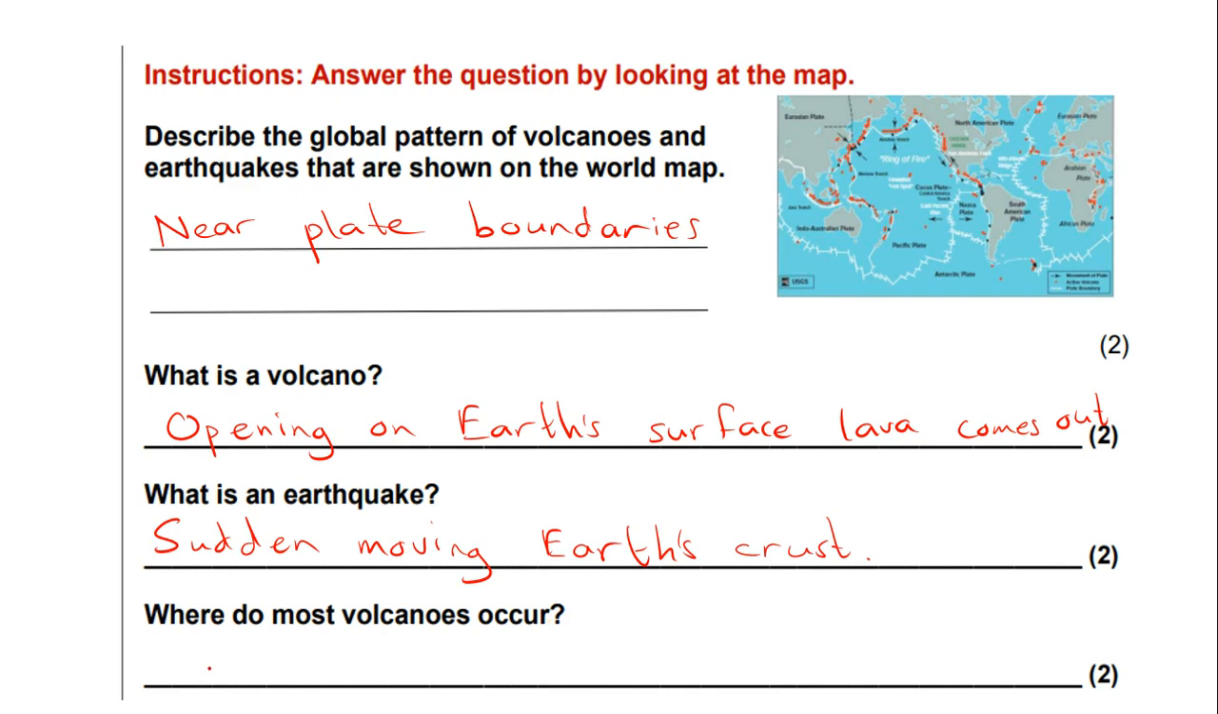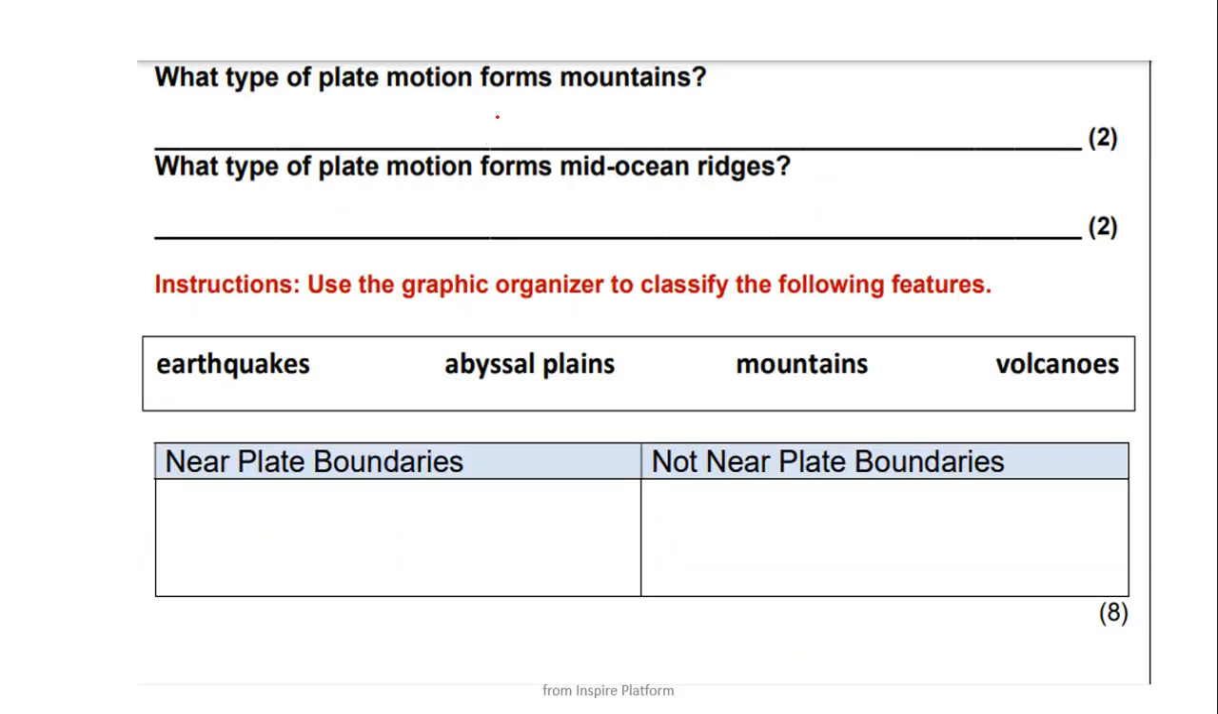Where do most volcanoes occur? This answer and this answer are the same, near plate boundaries. If you want, and you can remember the Ring of Fire, you can write that in, but you already have to learn this word, near plate boundaries, so you will know it for both answers. What type of plate motion forms mountains when they are pushing? So we'll say pushing together. What can form a mid-ocean ridge when they pull away?